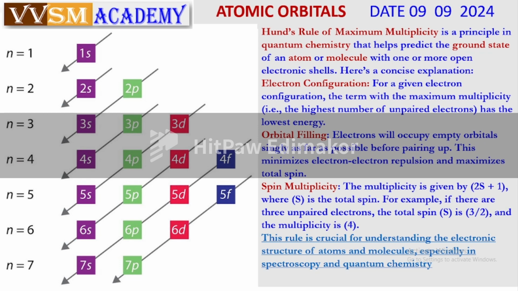Spin multiplicity. The multiplicity is given by 2S plus 1, where S is the total spin. For example, if there are 3 unpaired electrons, the total spin S is 3 by 2 and the multiplicity is 4. This rule is crucial for understanding the electronic structure of atoms and molecules, especially in spectroscopy and quantum chemistry.